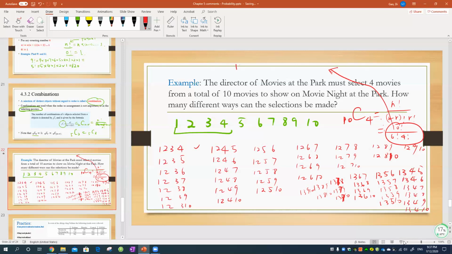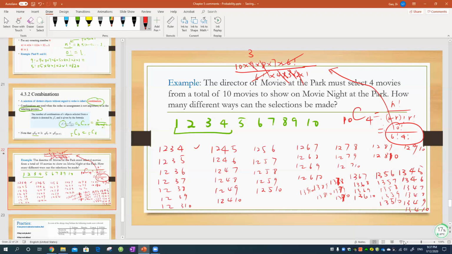So let's see. 10 times 9 times 8 times 7 times 6 factorial. That's 10 factorial, right? Because 6 times 5 times 4 times 3 times 2 times 1 is 6 factorial. So we can just write it like this, divided by 6 factorial and then 4 factorial. We have 6 factorial in both the denominator and the numerator, so it cancels out. Now we just have 4 times 3 times 2 times 1 as the denominator. And then 2 times 4 is the same as 8, so that cancels out, and then 3. So we got a 3 here.